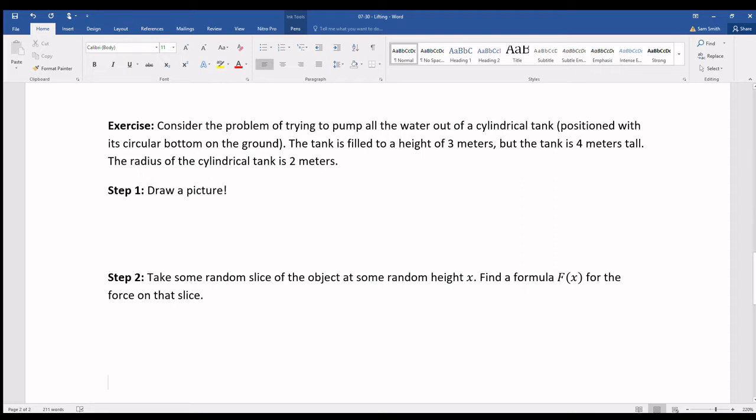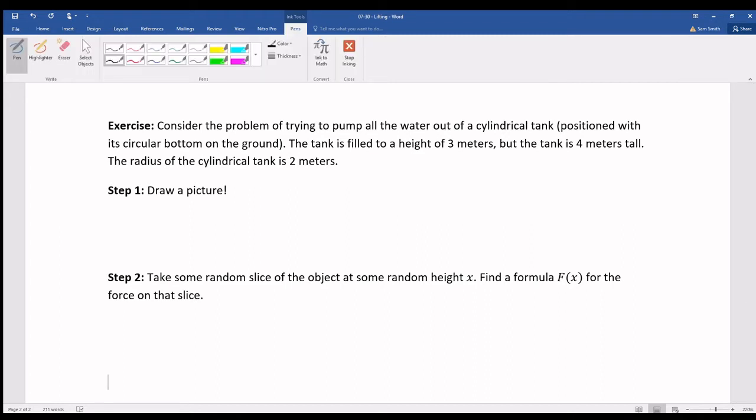Consider the problem of trying to pump all the water out of a cylindrical tank which has been positioned with its circular bottom on the ground. So let's draw for ourselves a cylindrical tank positioned with its circular bottom on the ground. Now, the tank itself is 4 meters tall, so I will indicate x equals 4 and x equals 0 here. Those are the coordinates which occurred to me before anything else. The tank is only filled up with water to a height of 3 meters. So I'll note that as well.